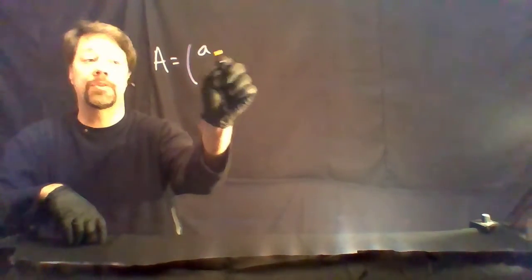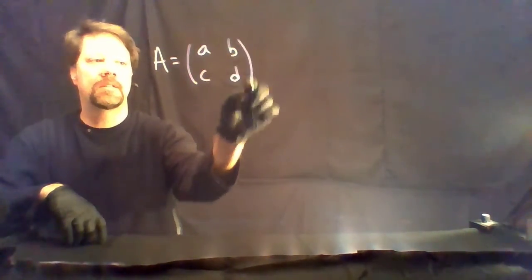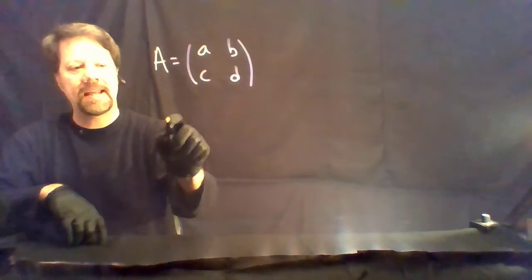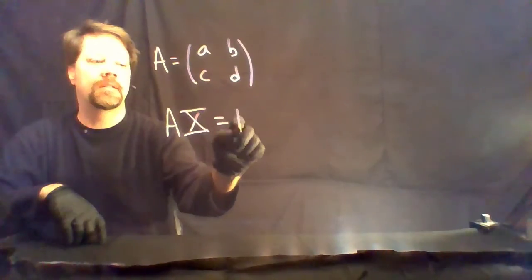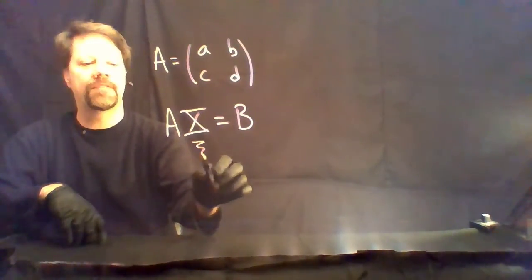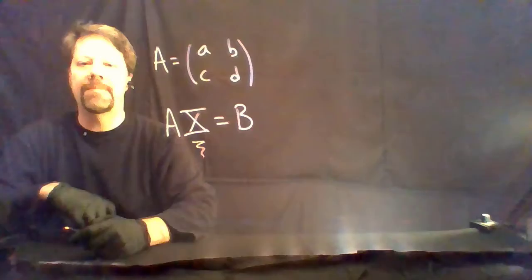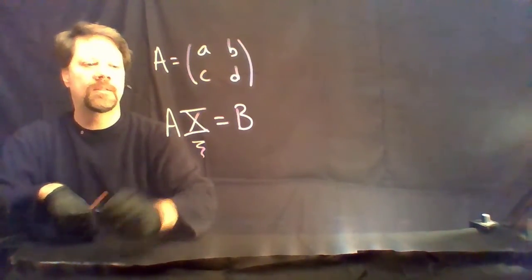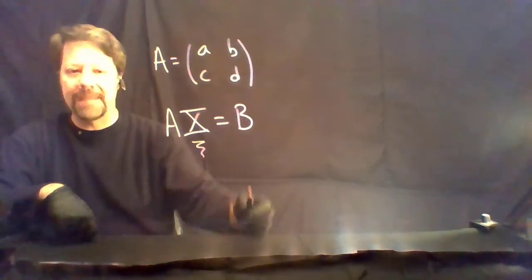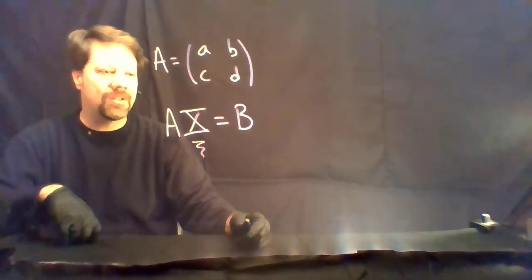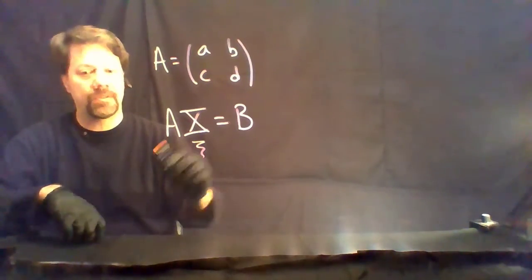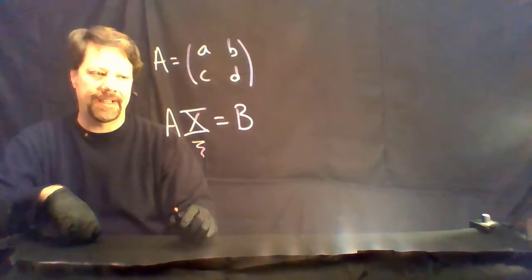Suppose we have a matrix A that is a square matrix, say A, B, C, D. If we had a matrix equation A times X equals B, suppose we're trying to solve for X. How do we get rid of the matrix A? Well, it turns out you can't divide by matrices. Matrix division is not defined. But what you can do is multiply both sides on the left by the inverse of A.